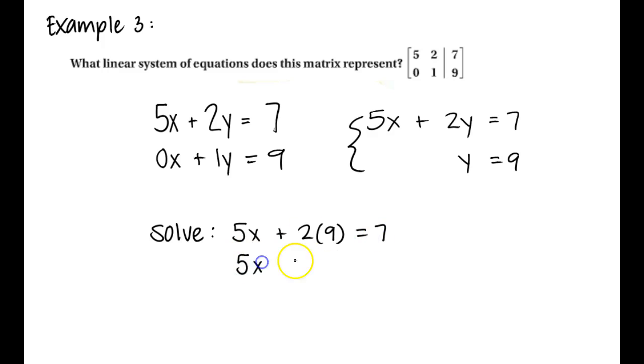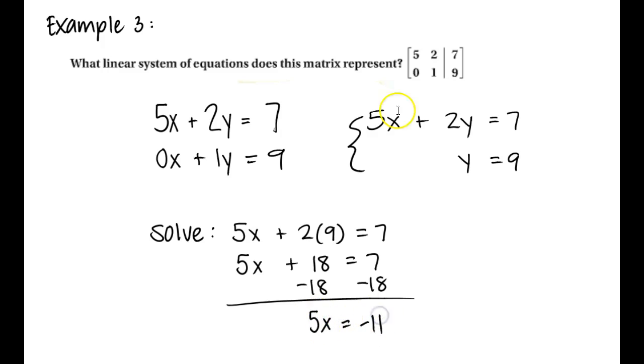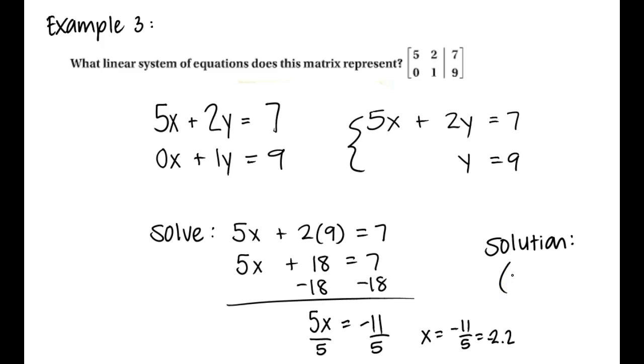So we get 5x plus 18 equals 7. Subtract 18 from both sides. So we get 5x equals negative 11. Divide both sides by 5. And we find out that x is equal to negative 11 fifths. And that's equal to negative 2.2 in decimal form. So the solution of this system of linear equations, or this matrix, is the coordinate point negative 2.2, comma 9.